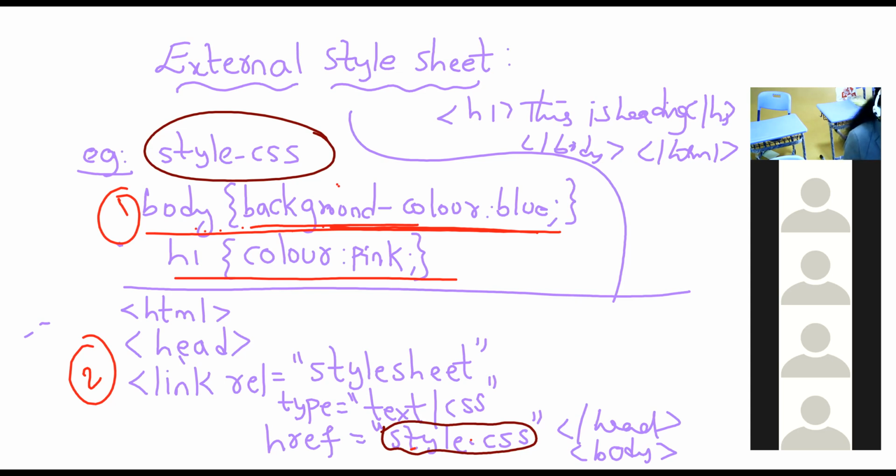Next is selectors. We have some selectors like I told you. This is H1, and H1 is a tag selector, right? This body is also a tag selector, right? Like that, we also have ID selectors, element selectors, and class selectors.